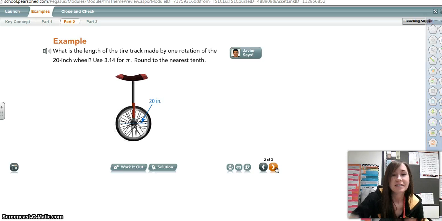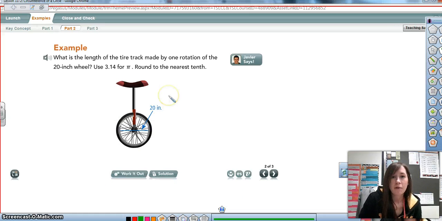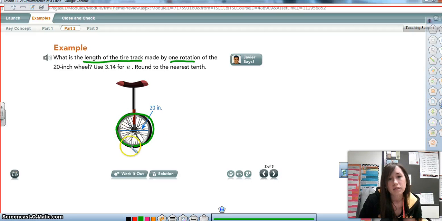Okay, what is the length of the tire track made by one rotation of the 20-inch wheel? Use 3.14 for pi and round your answer to the nearest tenth. Okay, so if we want to know the length of the tire track made by one rotation, that's like we're going to roll the wheel along the ground, starting here. I'm going to roll it around just one time. So we need to find the circumference of this circle.